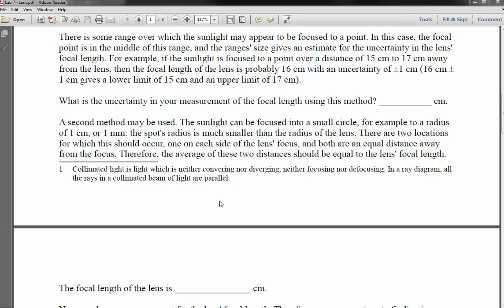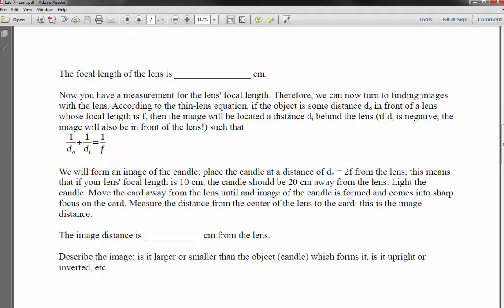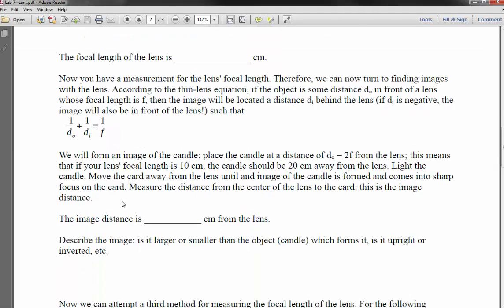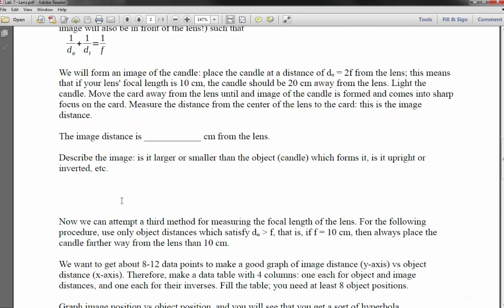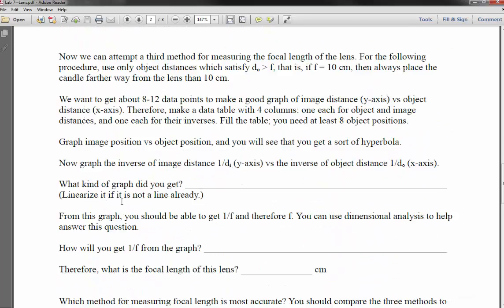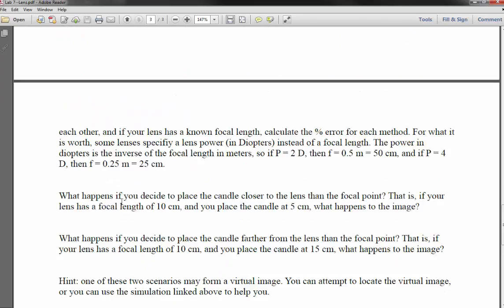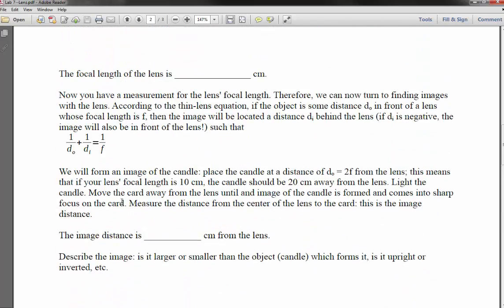Okay, so with that safety note aside, let's look at this third method. The third method is actually the longest method, that's sort of the most complex. You can see as I scroll through here, it's the last probably page and a half or 2 pages of this experiment. What we're doing here is we're using the lens maker's, the thin lens equation.